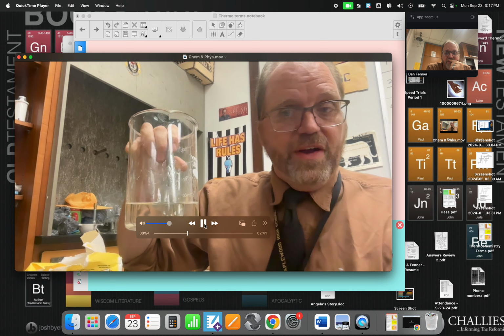Now, in contrast with that, I can take some more of that sugar right here, just put some sugar in this evaporating dish, and I'm going to add a small amount of this white powder.